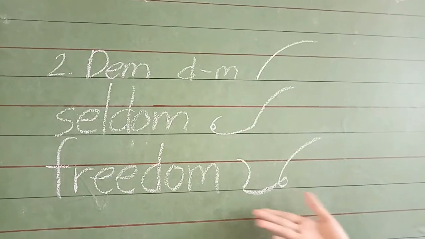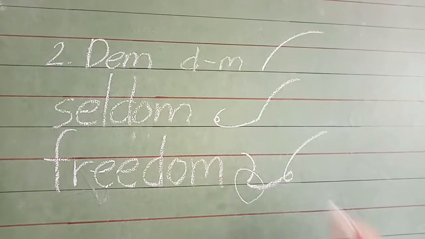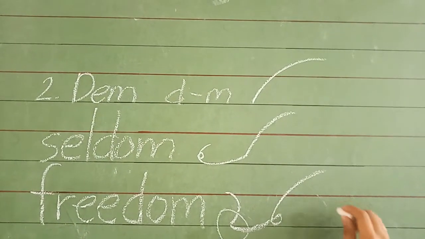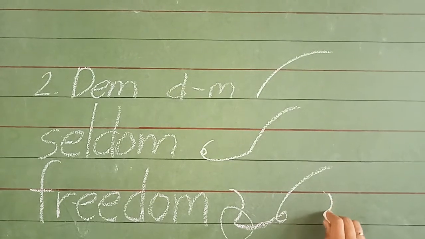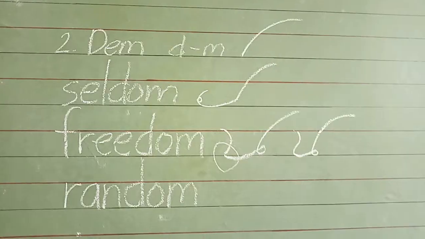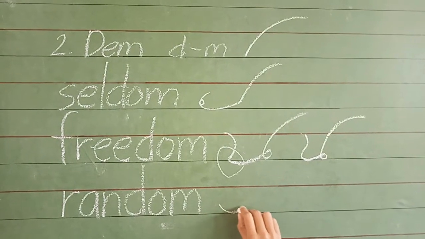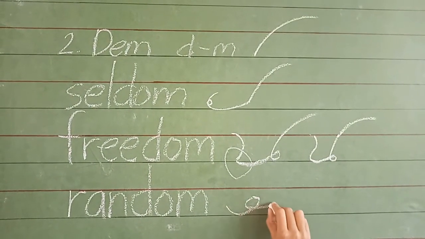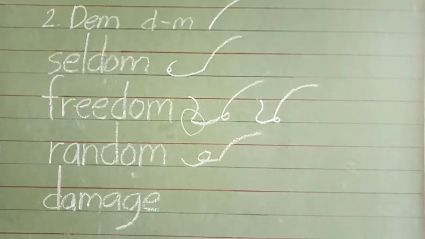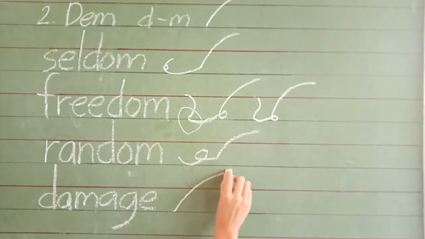These strokes of freedom are not correct because there is no angle between F and R stroke. It should be like this: F, R, E, and DM. Next, random is represented by R, A, N, and DOM. Next, damage is represented by DM and J.